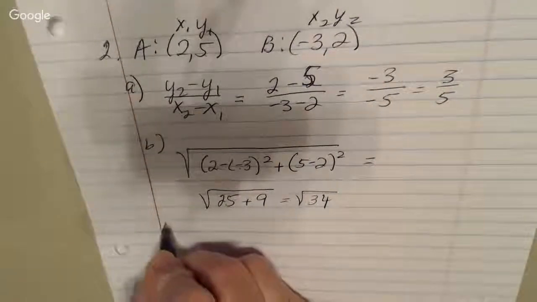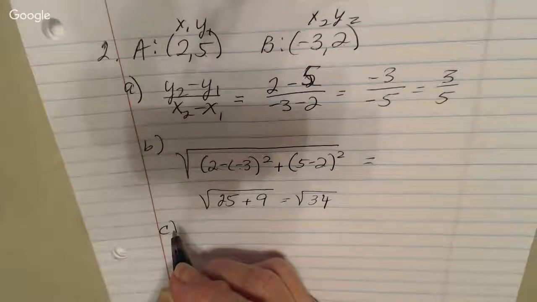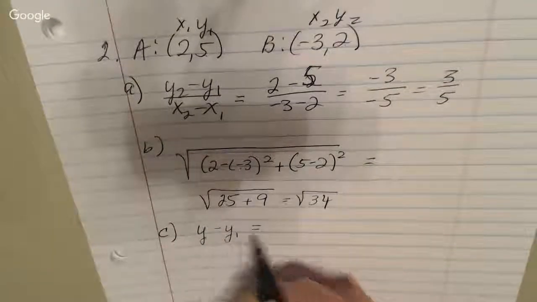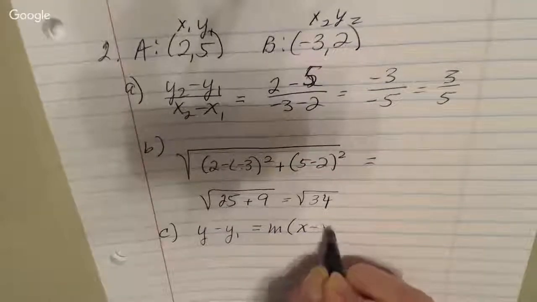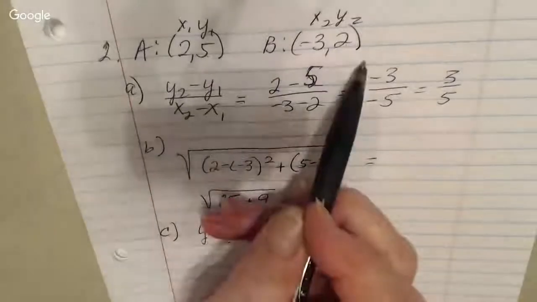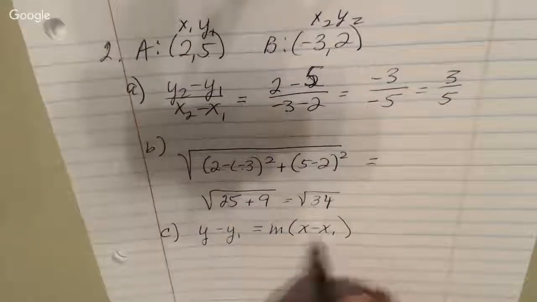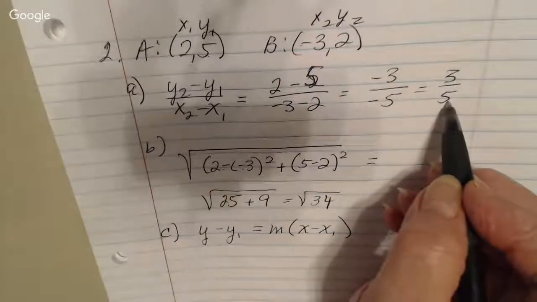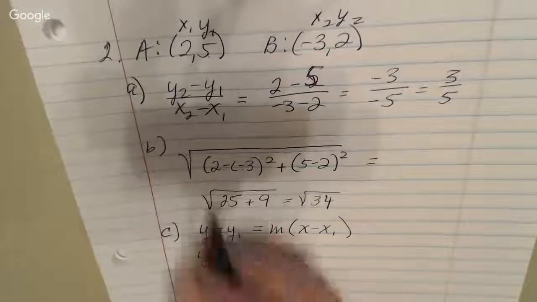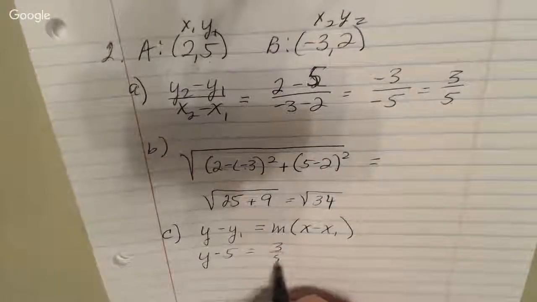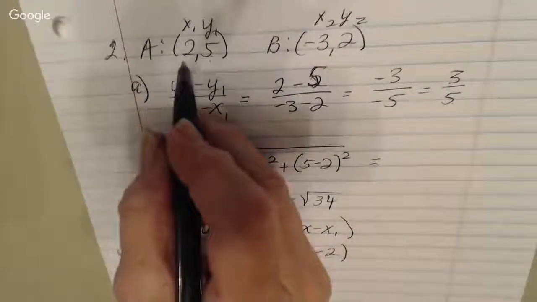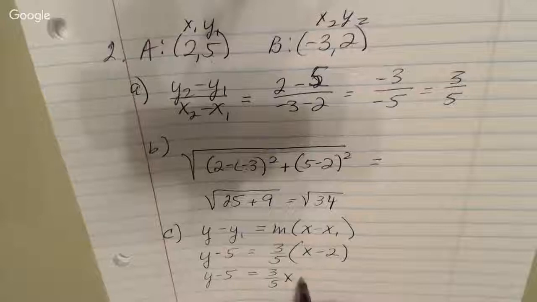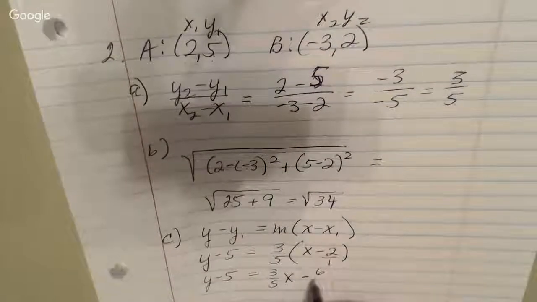Okay, let's do C part. C asks us the equation. So now we have to use our point slope equation of a line: y minus y1 equals m, which is slope, times x minus x1. You can actually use either of these 2 points. I'm just going to use the first one. Your x and your y stay variables, and your slope is what we found up here, 3 over 5. So we end up with y minus 5 equals 3 over 5 times x minus 2. I'm going to distribute my 3 over 5, which is just multiplying fractions across the top, across the bottom.